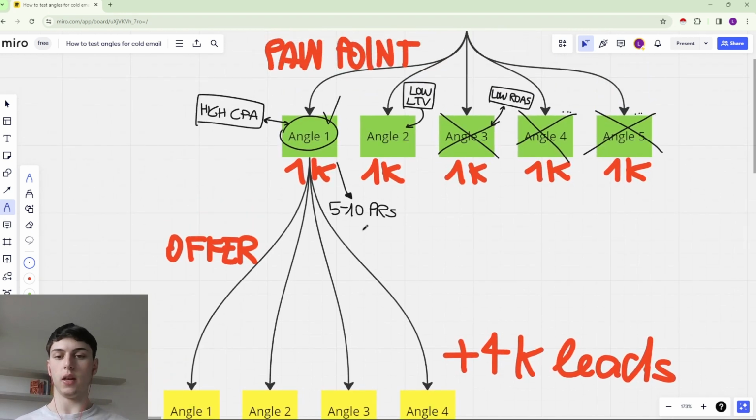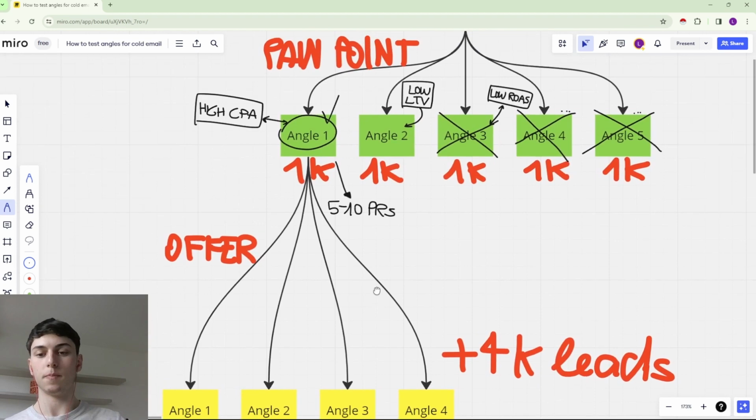So really, the way I would advise you to split test the angles and the variables is, first of all, the most important ones, which are pain point, offer, positioning, call to action, and then you can split test other variables such as the first line, which is not that important in my opinion, or the openers, or the PS line, or even the signature, but those are not really that important.